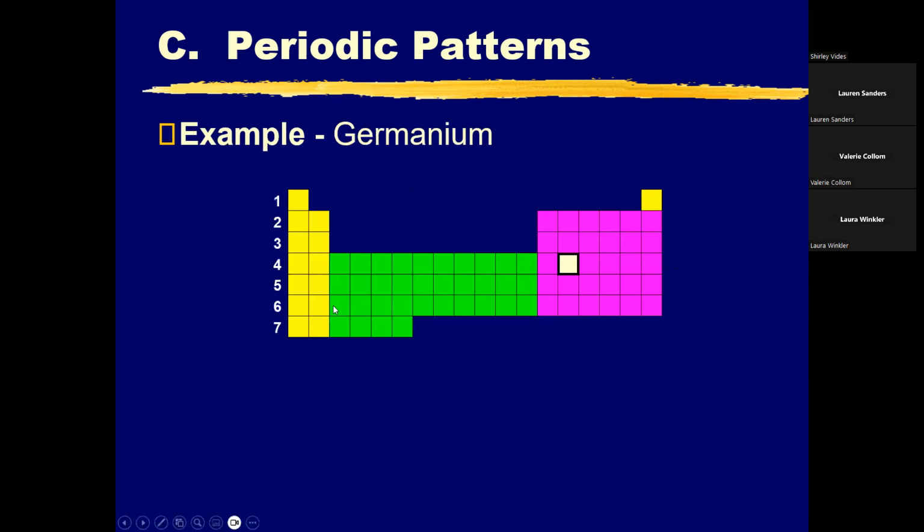Okay, let's go there. Let's do germanium. Germanium's right there. The rules say go up one row, so let's do that. Okay, so germanium, you located it. You went up one row. What noble gas is that?